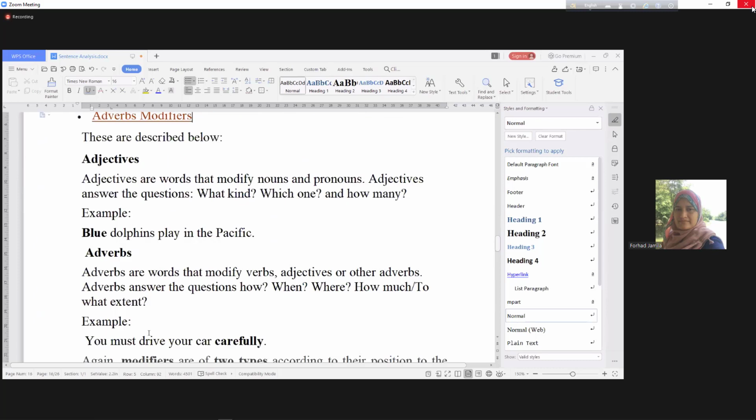Okay. So these are described below. Adjectives, and I think now you know the examples. While adjectives are used to modify other words, that other words are nouns and pronouns. Those modifiers are called adjective modifiers. Okay, generally for getting the answer of adjectives, we ask questions like this: what kind of, which one, how many, etc. Blue dolphins play in the Pacific. So blue is the color.